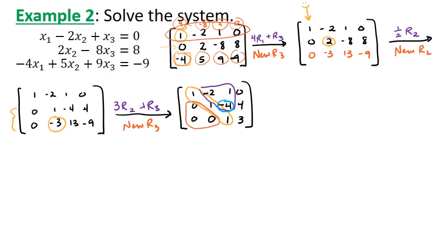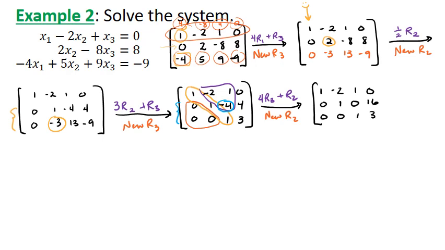Now, I would recommend using row 3. I would use these two rows because row 3 has some zeros and it's going to be a lot easier to manage those. So I'm going to take row 3 and multiply it by 4, and then I'm going to add it to row 2. And this will become the new row 2. Okay, so we have 1, -2, 1, 0. Row 2 will become 0, 1, 0, 16. Row 3 stays as is.